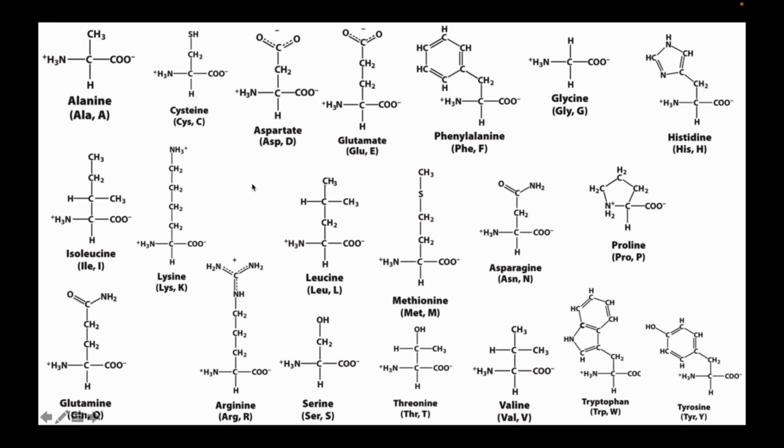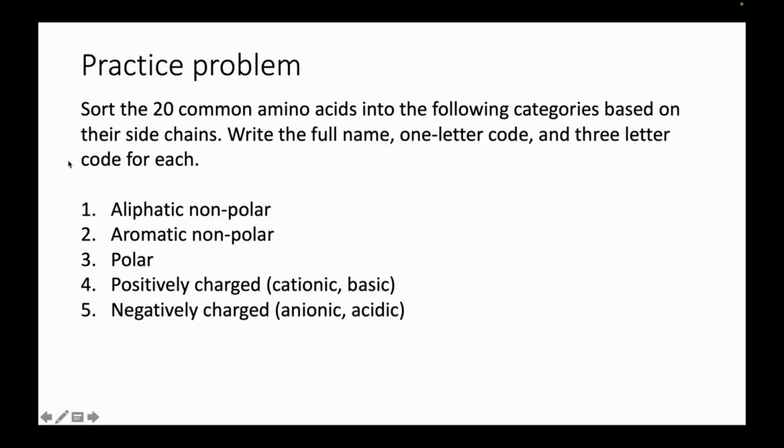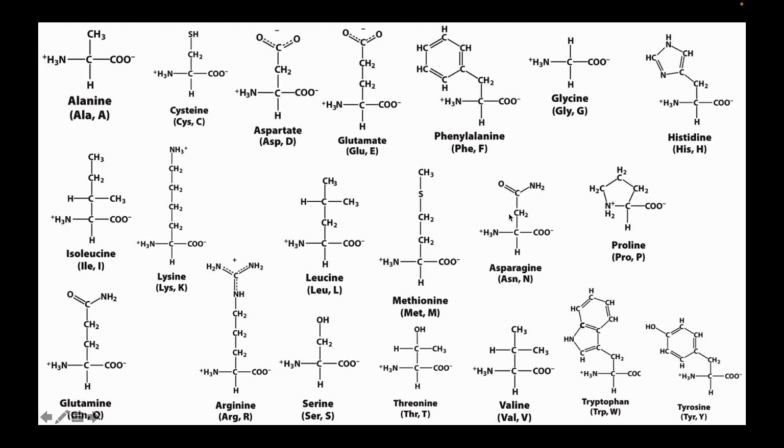I've organized these amino acids for you in alphabetical order, which is probably the least useful order to have them in. So what I would like you to do is practice sorting them based on the chemical properties of their side chains. We're going to do this in class, but you're welcome to get started on your own. Sort the 20 common amino acids into the following categories based on their side chains: the aliphatic, nonpolar; the aromatic, nonpolar; the polar ones, excluding the charged ones; the positively charged, which are also referred to as cationic or basic amino acids; and the negatively charged, or the anionic and acidic amino acids. Again, take a look at just the side chain. Don't think about the backbone, but looking at just the side chain, could you sort these 20 amino acids into those 5 different categories?